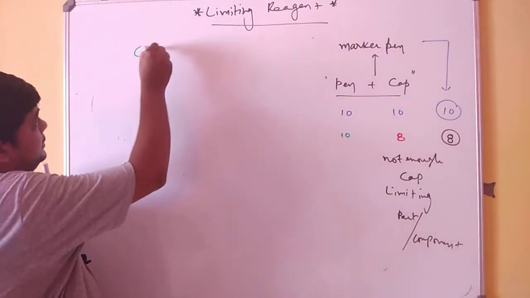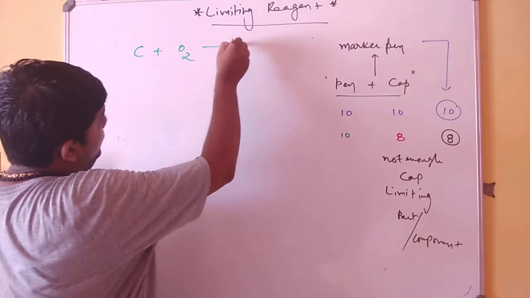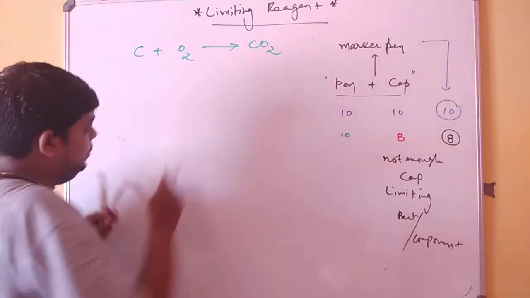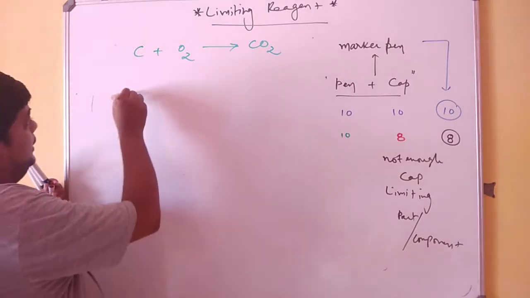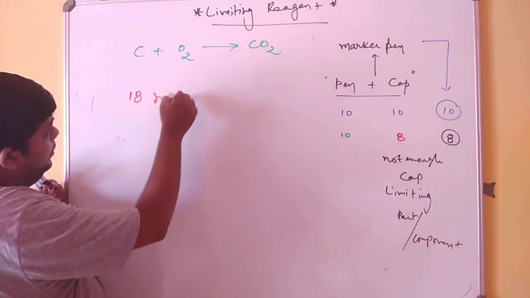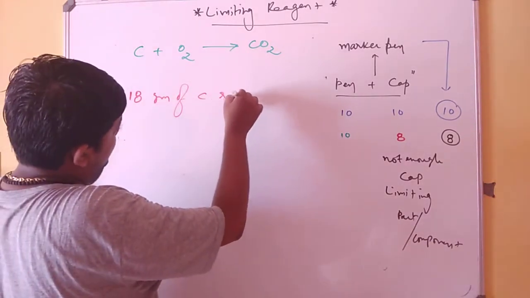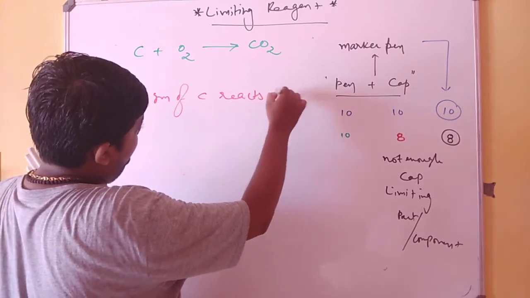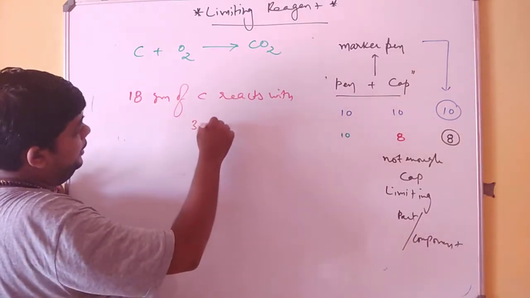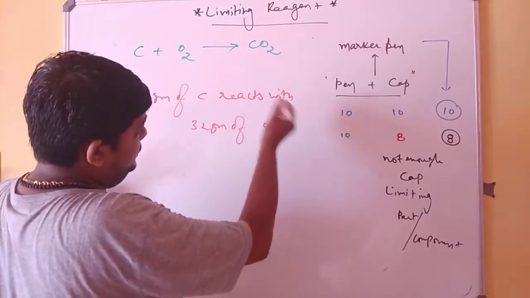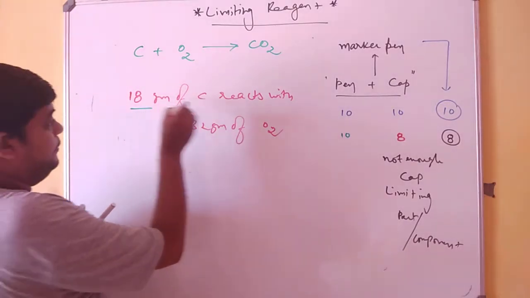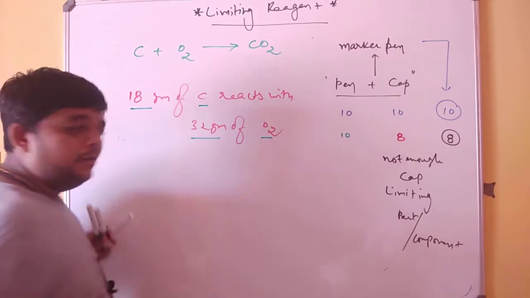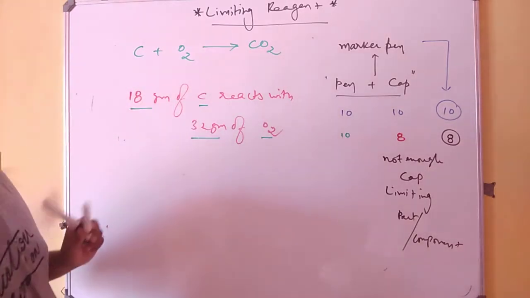Moving a step ahead, C plus O2 gives CO2. Over here, it is said that 18 gram of carbon reacts with 32 gram of oxygen. Which is the limiting reagent? 18 gram of carbon, 32 gram of dioxygen. Let us first write the idealistic value.